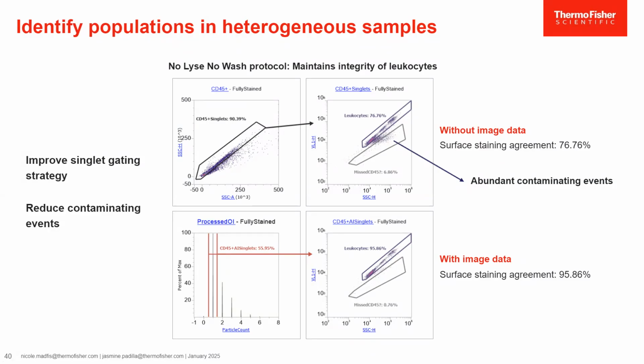Our no-wash, no-lyse assay successfully eliminates erythrocytes from CD45 positive leukocytes in analysis of whole blood samples. Often, it is difficult to identify populations in complex samples and exclude contaminating events. Unwanted events, such as doublets and aggregates, may also pick up some of the stain. We can use the particle count parameter to discern singlets and gain better agreement with surface staining.